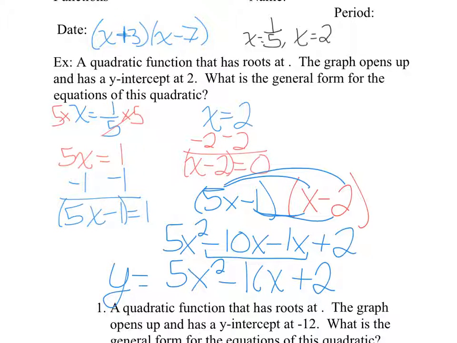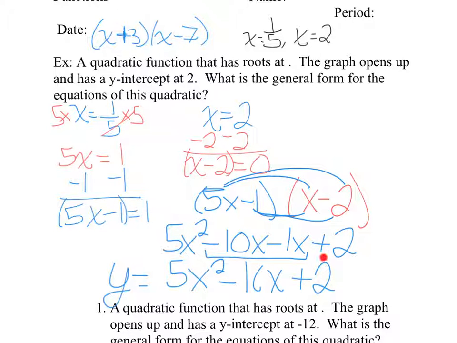Okay? So since it is an equation of the quadratic, we're going to throw a little y equals in front of it. And then it says that the graph opens up. Well, that just means that it's positive, and this is already positive. You're not going to see any that are negative, at least right now. And the y-intercept at 2, this is actually just kind of nice because it ends up showing you if you did it correctly or not.